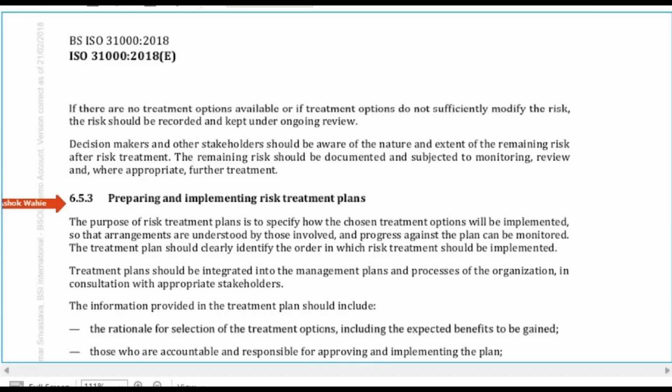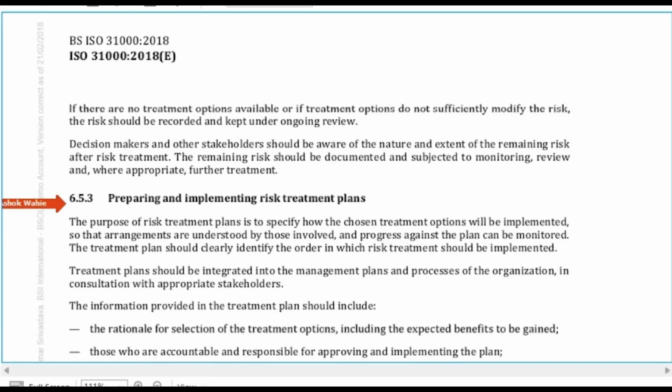So the purpose of risk treatment plans. Okay, so we looked at the purpose of risk treatment. The purpose of the risk treatment plan is to specify how the chosen risk treatment options will be implemented so that arrangements are understood by those involved and progress against the plans can be monitored.